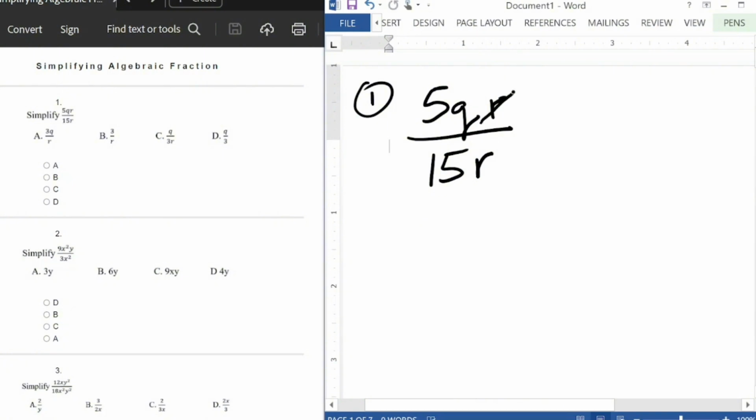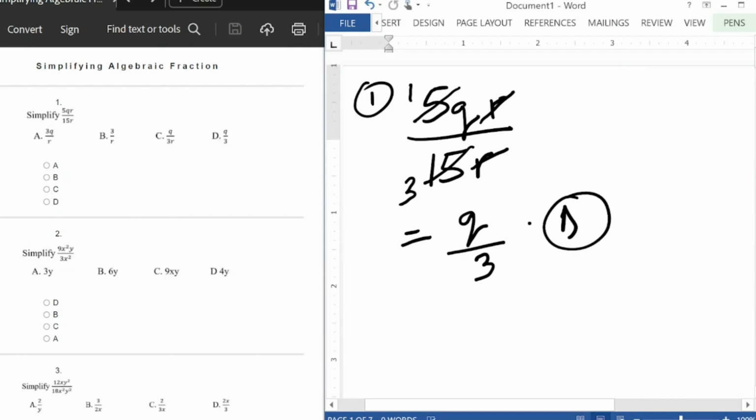So r, we cancel r, you can do it that way. Then 5 can go here, 1. 5 can go in 15, that is 3. So what we have left at the numerator is q, and then what we have left at the denominator is 3. So that is q over 3, that's option D. I hope this is very clear. Alright. So which means we pick the last one here, option D.